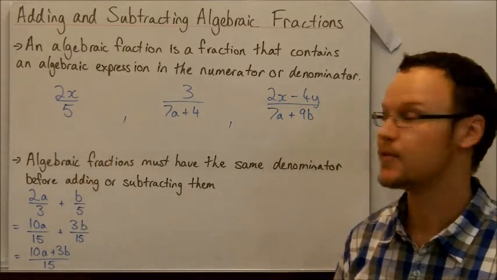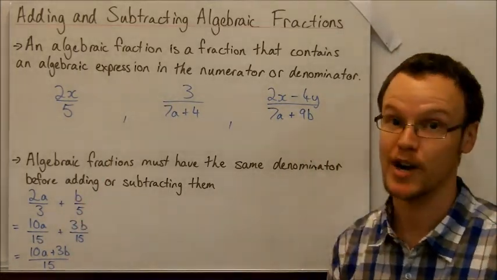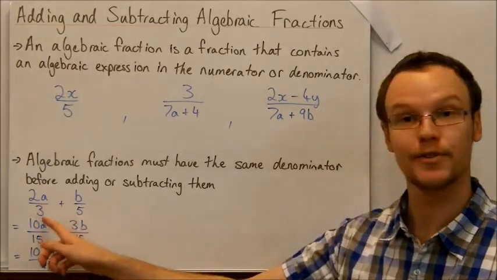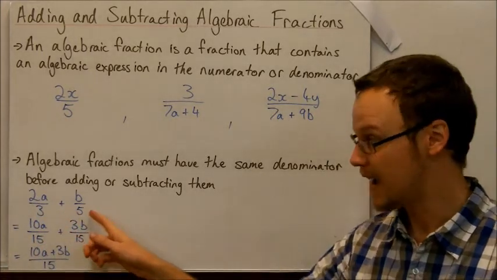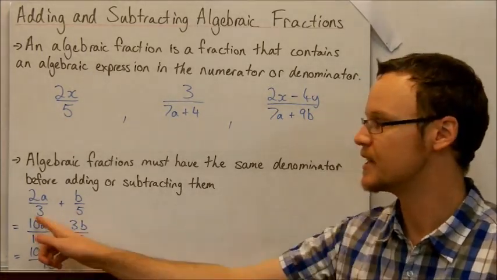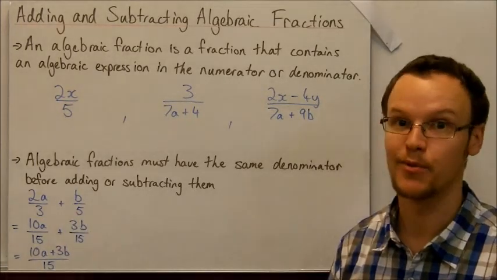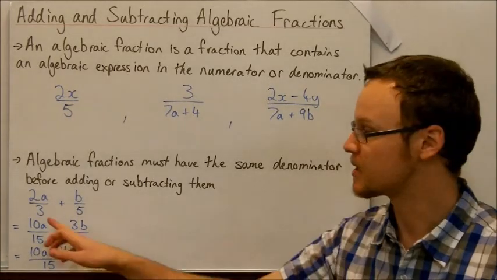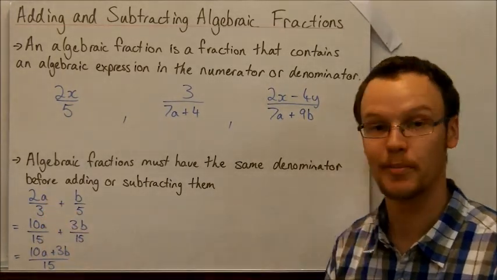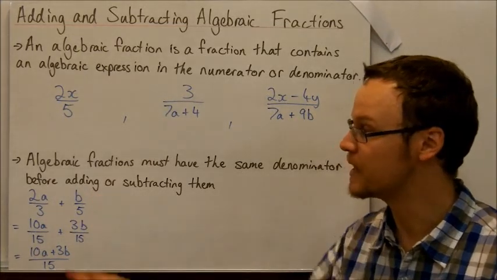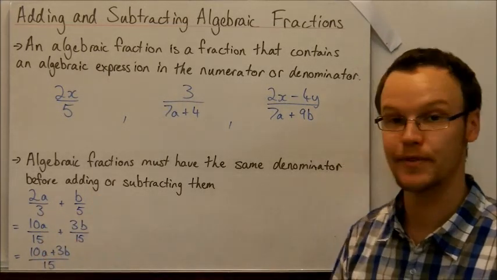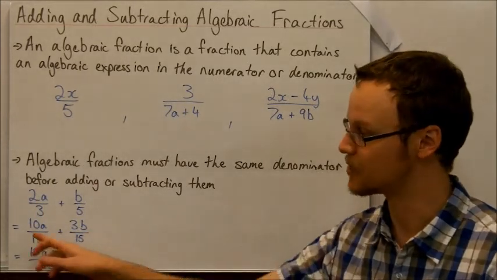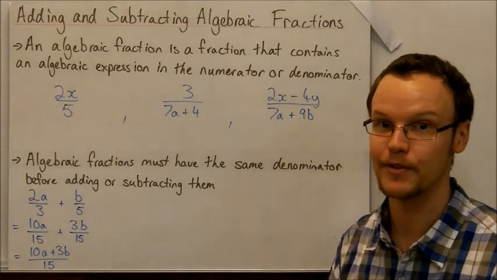Algebraic fractions must have the same denominator before adding or subtracting them. This is exactly the same as any other normal fraction. So if we've got the fractions 2a over 3 and we're adding b on 5 to them, they need to have a common denominator before we can add them. Both of these have a common multiple of 15, so we can multiply this by 5 on the top and bottom and this by 3 on the top and bottom to get 10a on 15 plus 3b over 15, and then we can add the tops and leave it all over 15.